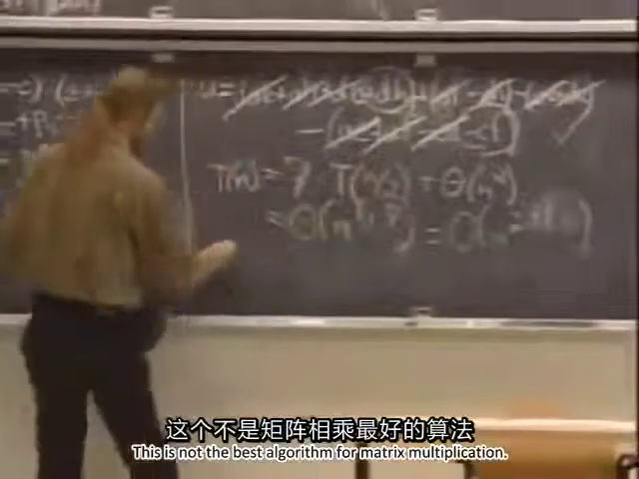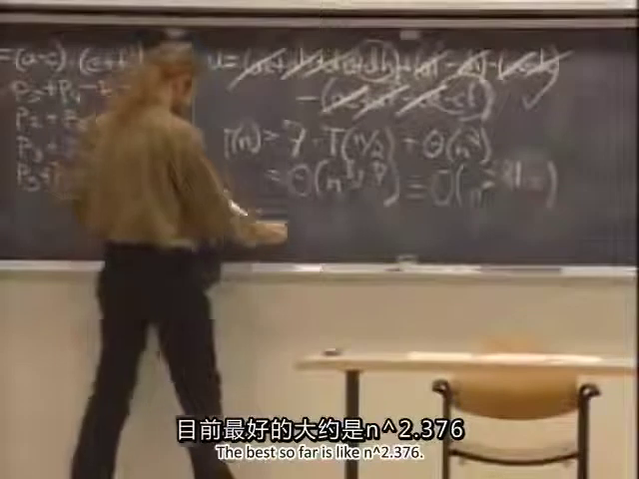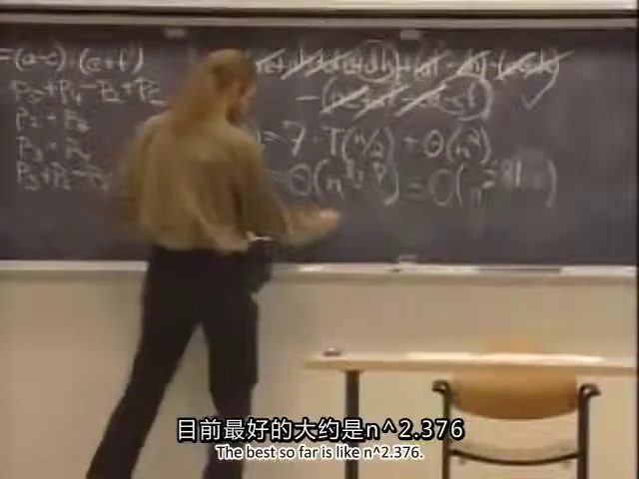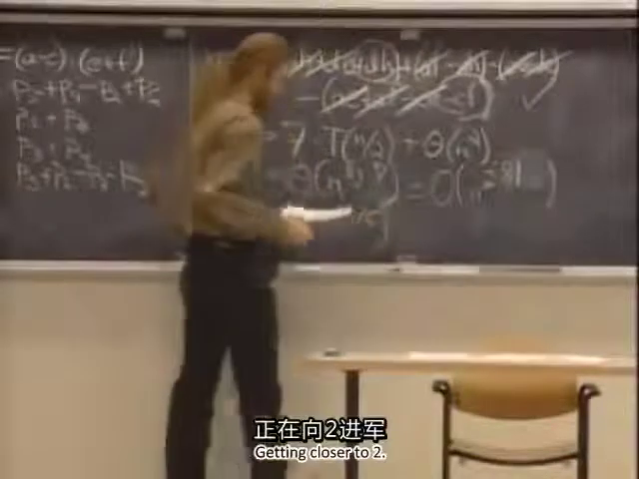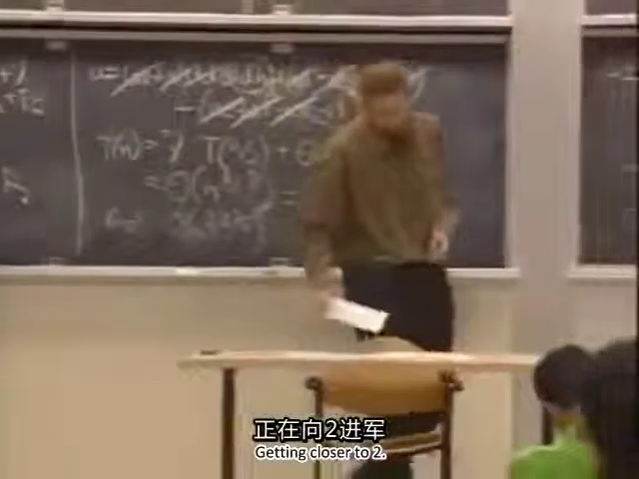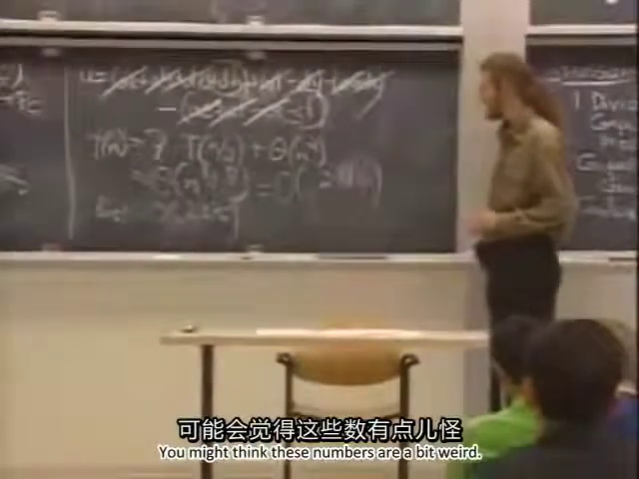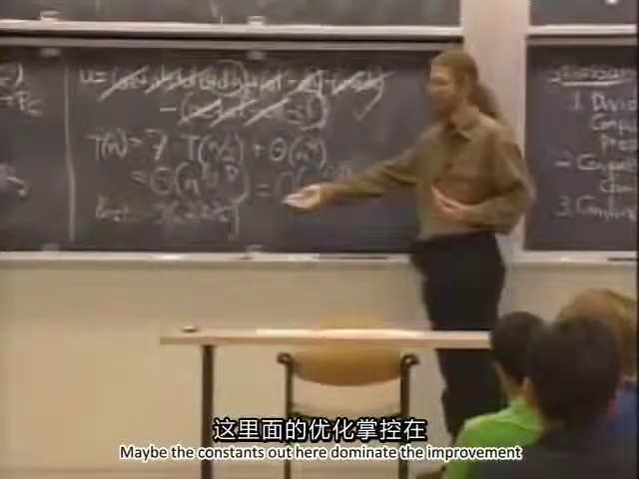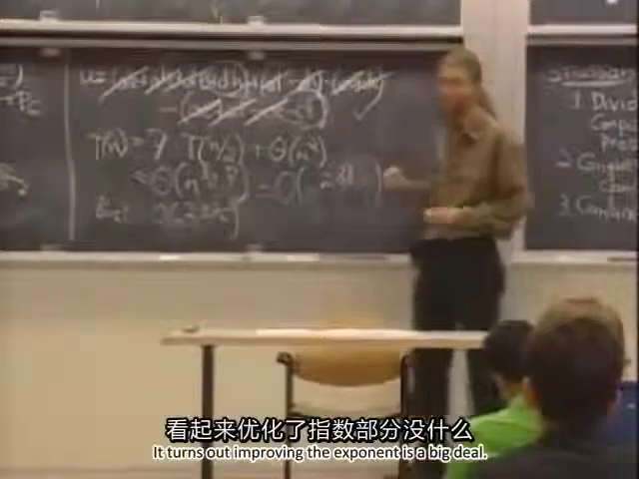This is not the best algorithm for matrix multiplication. It's sort of the simplest that beats n cubed. The best so far is like n to the 2.376, getting closer to 2. You might think these numbers are a bit weird. Maybe the constants out here dominate the improvement you're getting in the exponent. Turns out improving the exponent is a big deal.